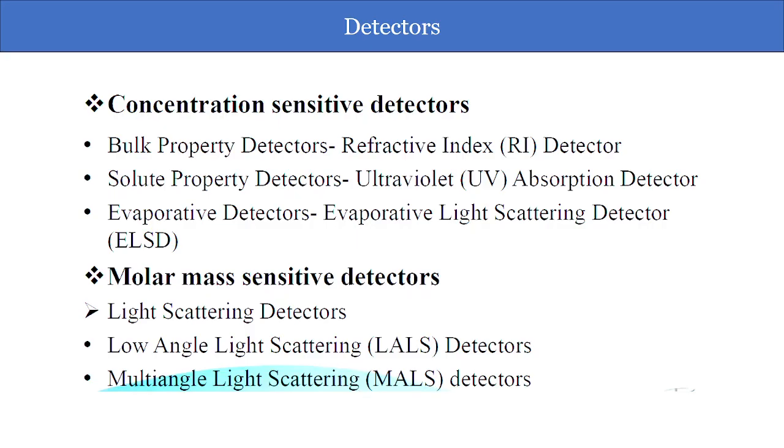So another important component is the detector. We have the concentration sensitive detectors and the molar mass sensitive detectors. The concentration sensitive detectors have your bulk property detectors to measure the refractive index. Then you have the solute property detectors for the ultraviolet absorption. You have the evaporative detectors for the evaporative light scattering measurements. Then for molar mass sensitive detectors, you have the light scattering detectors, the low angle light scattering detectors, and the multi-angle light scattering detectors.